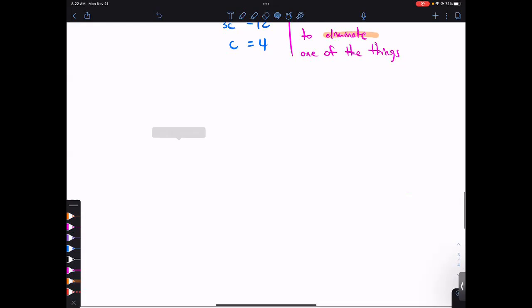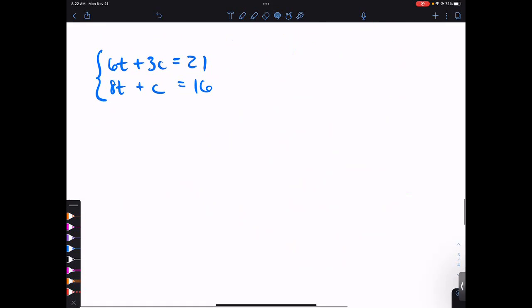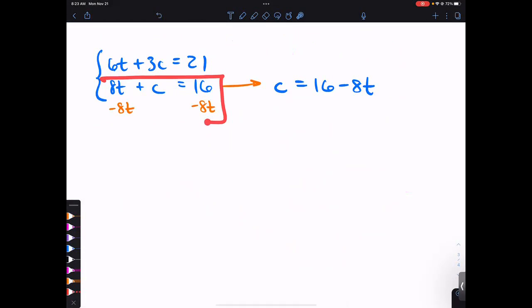Anybody see another way that we might approach this? Can you rearrange the second equation? You sure can. How do you want to rearrange it, Kinley? Okay. That second equation you can rearrange to get 16 minus 8t is equal to c. Right, if I just subtract 8t from both sides of the second equation, 8t on the left-hand side cancels out, and on the right, 16 minus 8t.